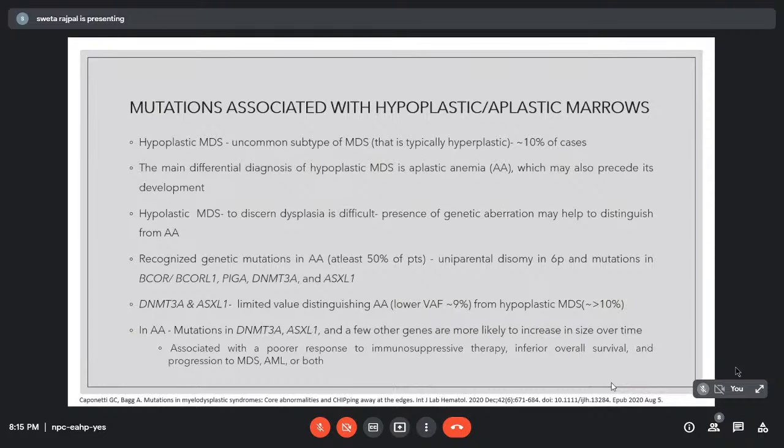In aplastic anemia, in at least 50% of the patients, they have uniparental disomy in chromosome 6, and they also have mutations commonly involving PIGA, and they can also have DNMT3A and ASXL1. We know that DNMT3A and ASXL1 are also present in MDS, but if you see the VAF levels, in MDS they will be more than 10%, but in aplastic anemia the VAF will be less than 9%.